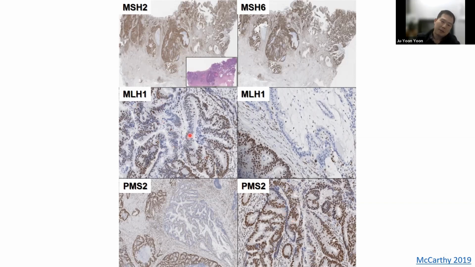Now, the difficulty with this kind of pattern is that I see this all the time in cases that are poorly fixed. So if I just see something where the expression level goes in and out, I would have a hard time marking that as aberrant. The same with PMS2 here. That can pose a certain difficulty, whereas with something more geographical like this, it's easier to interpret as being subclonal.